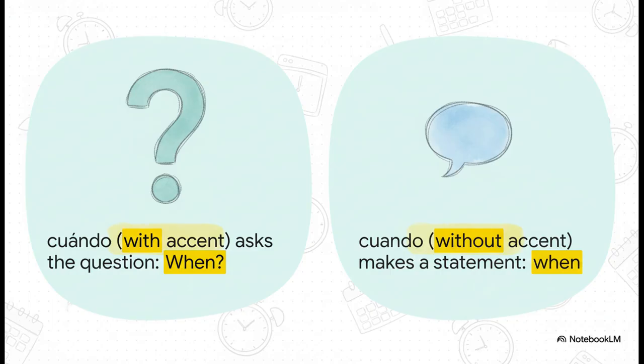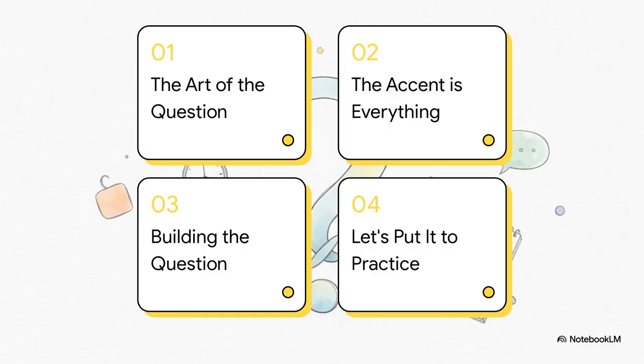Stick with me through this, and I promise you, by the end, you'll know exactly why, and you'll never get them mixed up again. So here's our game plan. First up, we'll talk about why this is all so important. Then, we'll dive into the one single rule that changes everything. After that, we'll look at how to actually build these questions correctly, and finally, we're going to put it all to the test. Let's get into it.